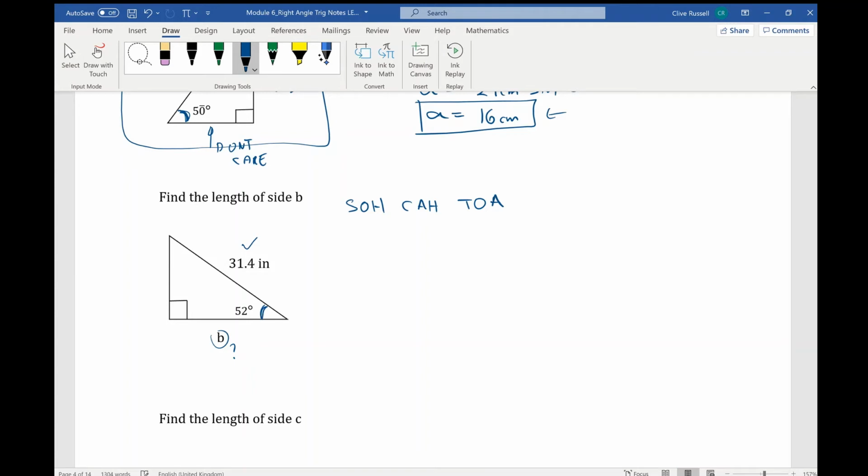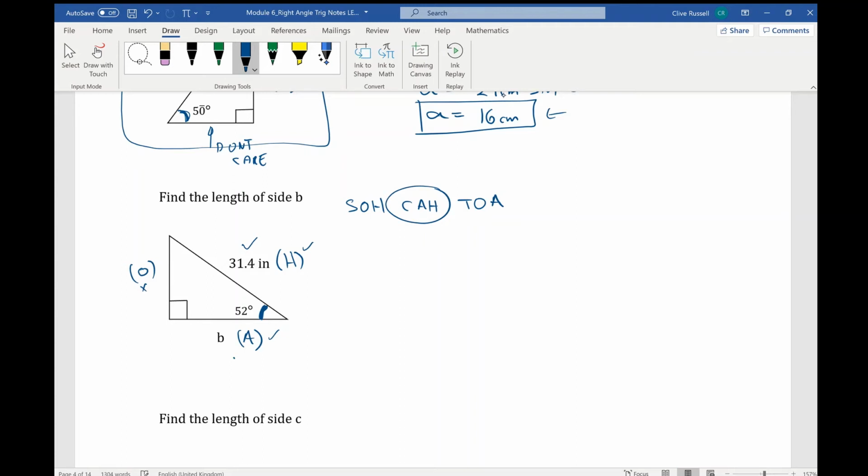We are given this reference angle. Relative to it, this side here is the opposite. The side B, which we want to find, is the adjacent, and the one we know is the hypotenuse. Again, we don't care about the opposite at all. All right, so I'm going to put an X here. We don't care about that. So we know H, and we want to find A. So what ratio involves A and H? Well, we see it's the cosine.